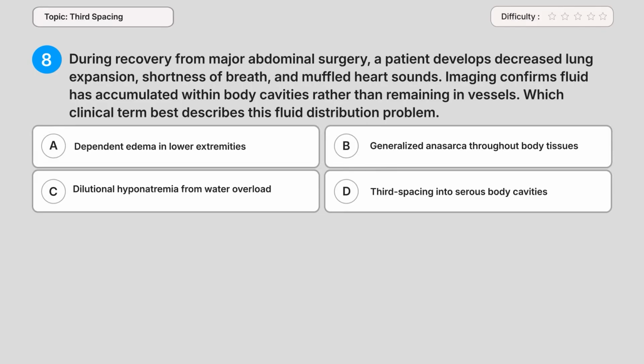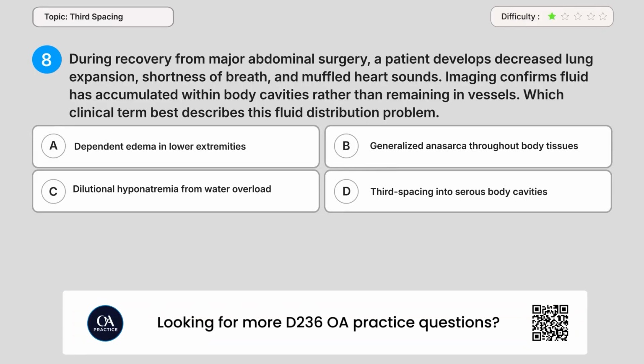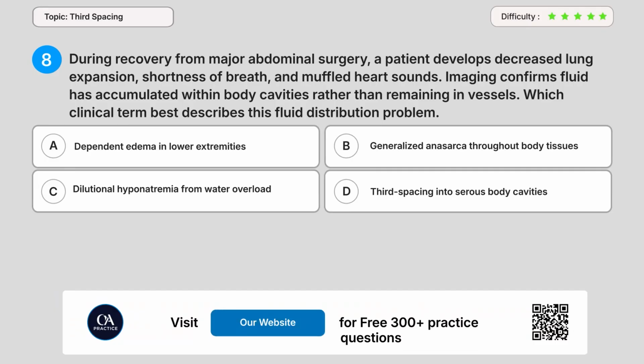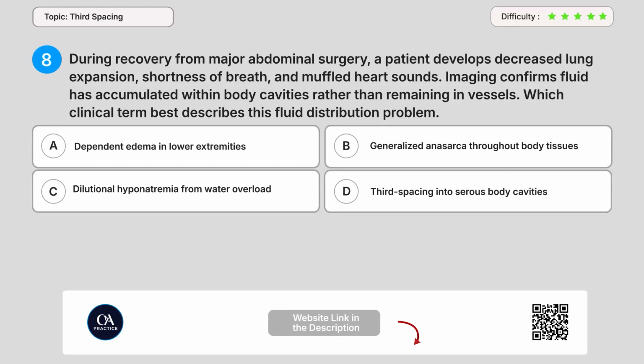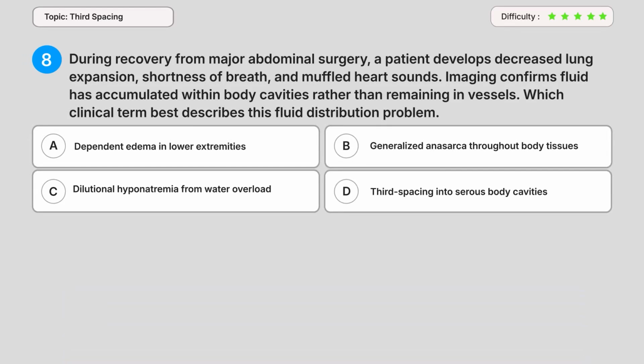Question 8. During recovery from major abdominal surgery, a patient develops decreased lung expansion, shortness of breath, and muffled heart sounds. Imaging confirms fluid has accumulated within body cavities rather than remaining in vessels. Which clinical term best describes this fluid distribution problem?